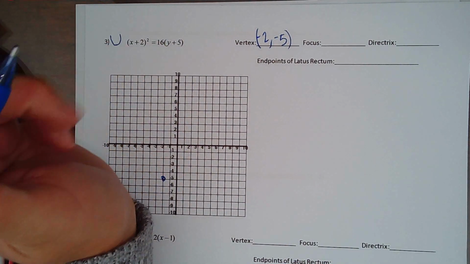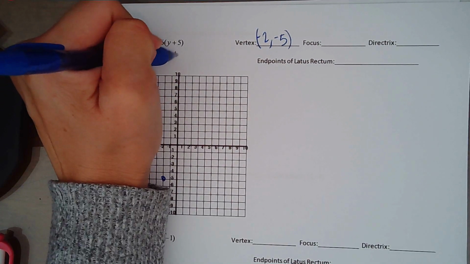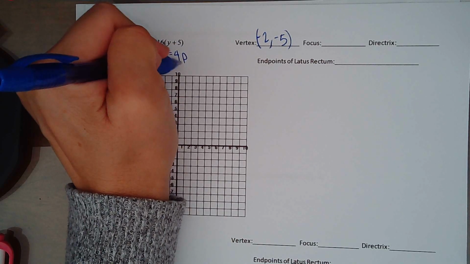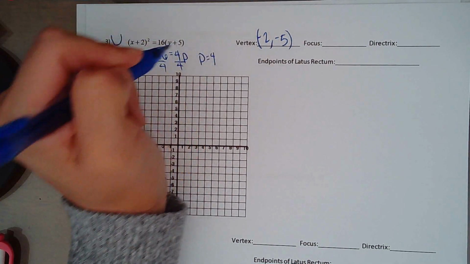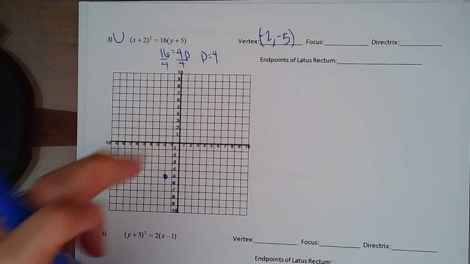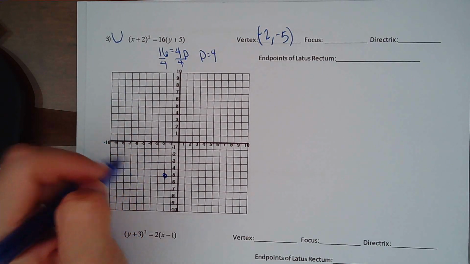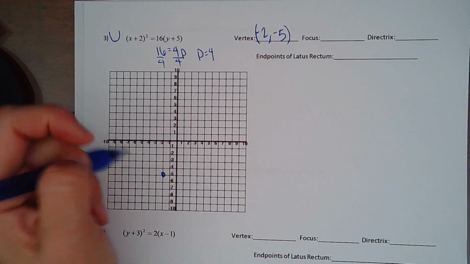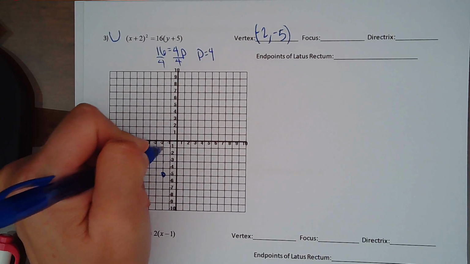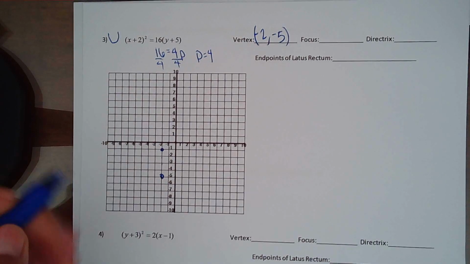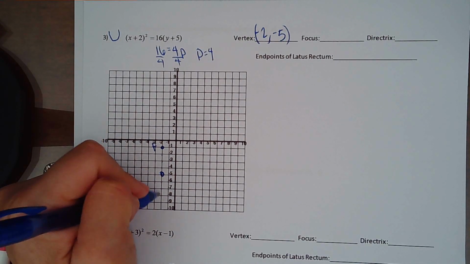Okay, and then I'm going to solve for my p so I can figure out my focus and my directrix. So 16 equals 4p, not making that same mistake. Divide by 4, divide by 4. p equals 4. All right, and remember it opens up, so I'm going to find my focus first, and that would be inside. 1, 2, 3, 4. And this would be my focus, and my directrix will be 4 back. 1, 2, 3, 4.